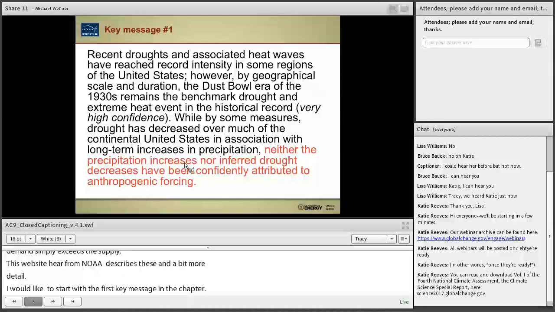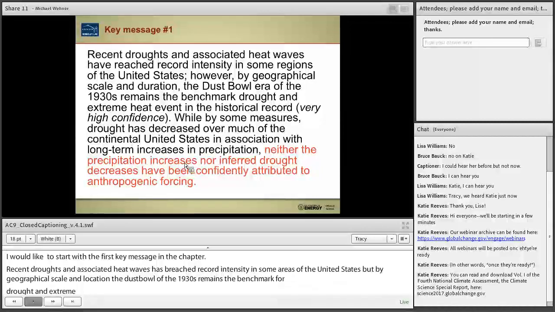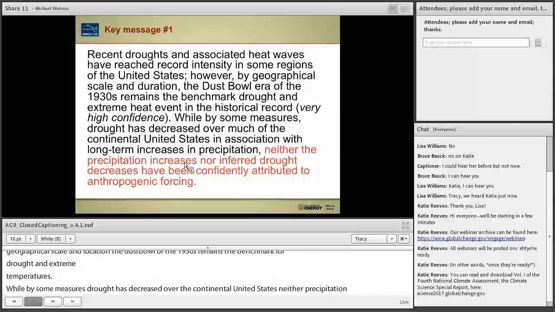When it says confidence or likely, that has special meanings, which is described in Chapter 1 of the report. While by some measures, drought has decreased over much of the continental United States in association with long-term increases in precipitation, neither precipitation increases nor inferred drought decreases have been confidently attributed to anthropogenic forcings. And if I highlight something in red, that means I'm going to focus in on that part of the message.